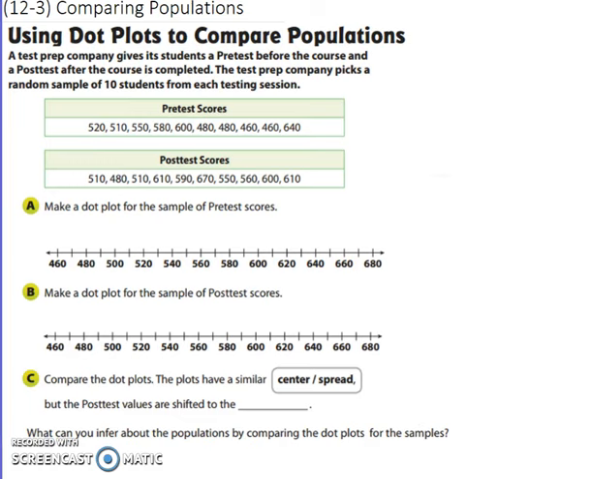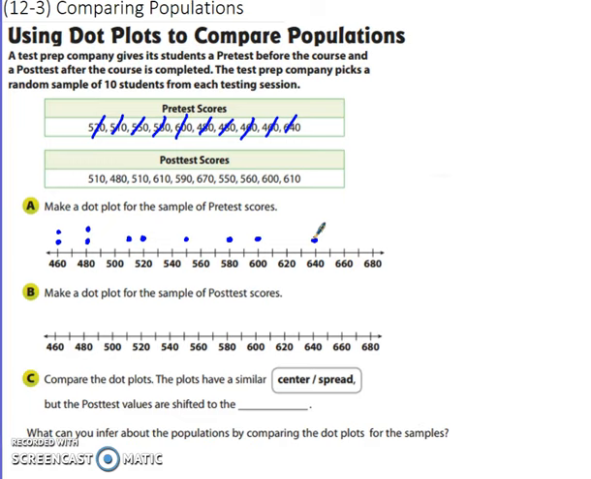we are going to make a dot. So on the first one, pre-test, 520, we are going to make a dot. 510, make a dot. 550, make a dot. 580, make a dot. 600, make a dot. 480, make a dot. 480, make a dot. 460, make a dot. 460, make a dot. And then lastly, 640, make a dot. So for the pre-test scores, our dot plot should look like this.